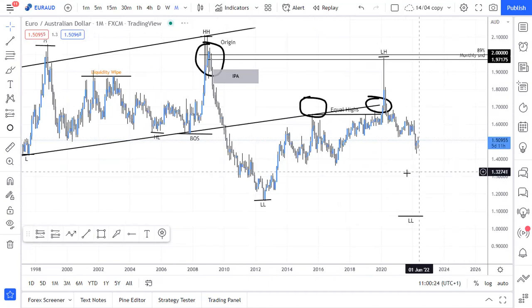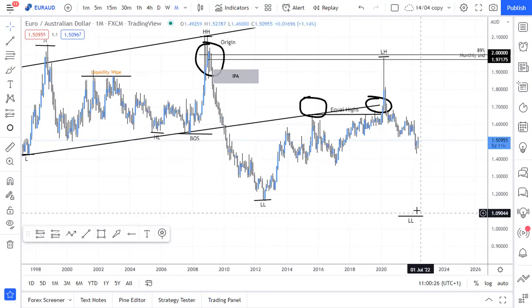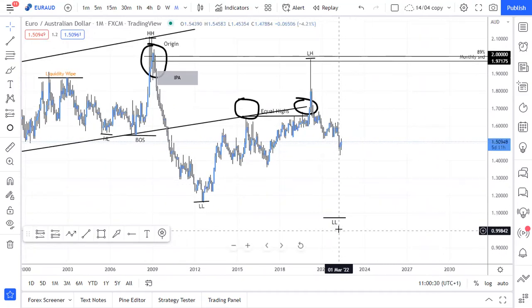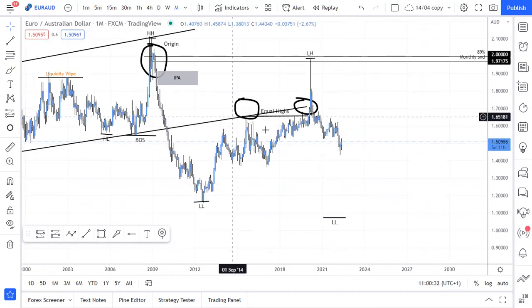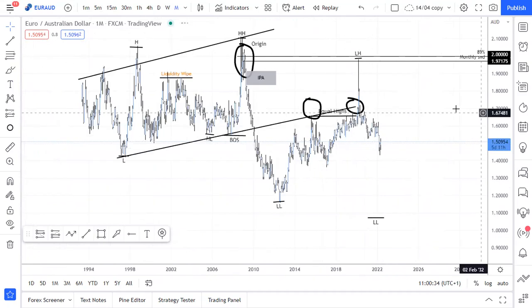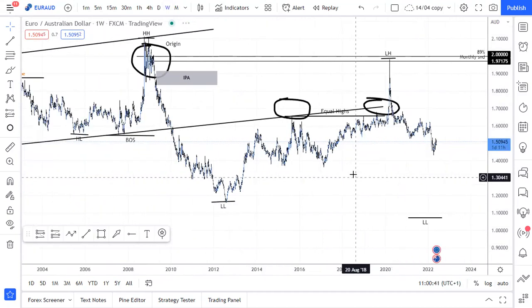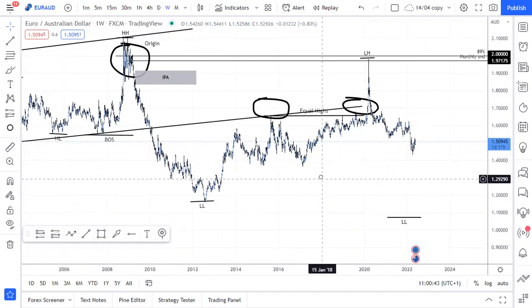So now what do we do? We know we want to come down to here, so we have to have a look to see how we are going to get down there. We can't just drive straight down to it. We need enough fuel. So in order to get enough fuel, we jump down to the weekly time frame. When moving down to the weekly time frame, we start our process again.